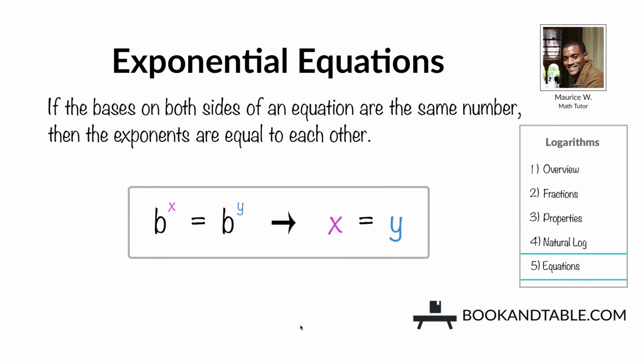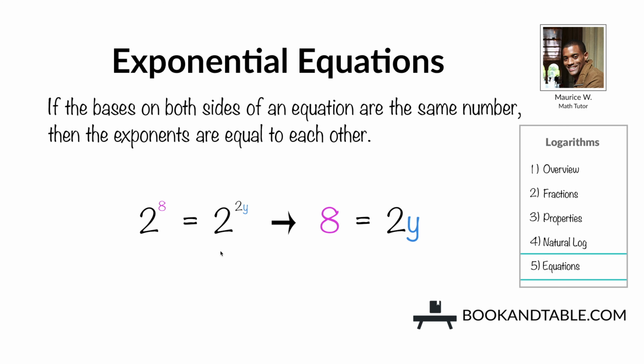If the bases on both sides of an equation are the same number, then the exponents are equal to each other. So if we have some base b raised to a power of x, and this is equal to the same base b raised to a power of y, since we know the term on the left side equals the term on the right side, and the term on the left side has the same base as the term on the right side, then this must mean that their exponents are the same in order for this to be true, letting us know that x is equal to y.